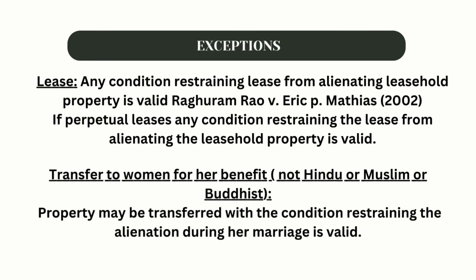Let us see the exceptions. Lease. Any condition restraining the lessee from alienating leasehold property is valid. In the case of Raghuram Rao versus Eric P. Mathias, 2002, in perpetual leases, any condition restraining the lessee from alienating the leasehold property is valid. Transfer to a woman for her benefit, not Hindu or Muslim or Buddhist: property may be transferred with a condition restraining alienation during her marriage, which is valid.